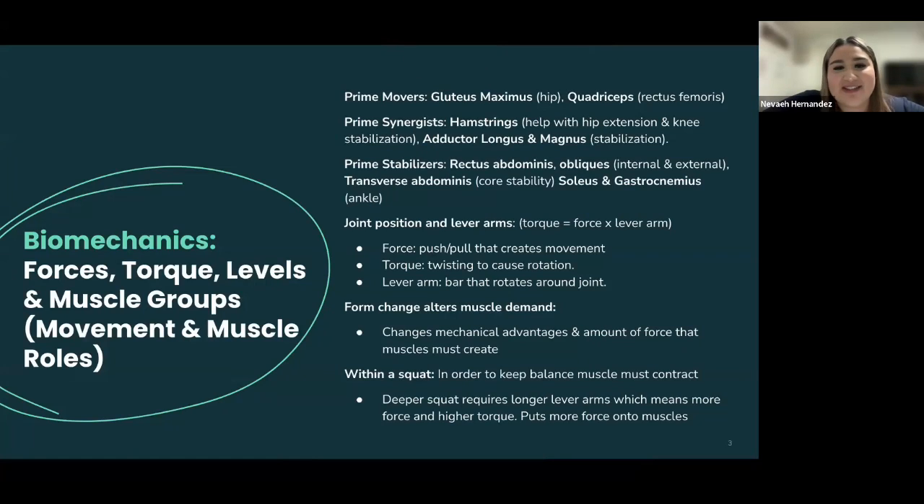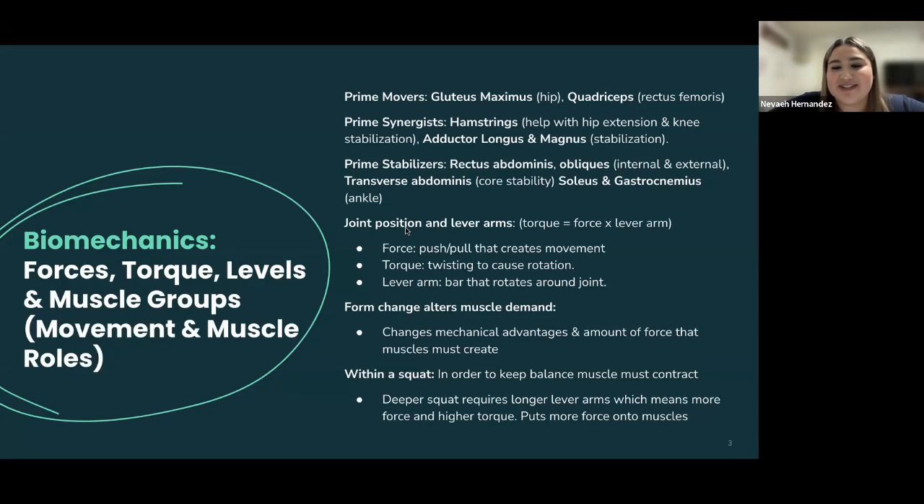So for the biomechanics, the prime movers would be the gluteus maximus and the quadriceps. The prime synergists would be the hamstring, adductor longus, and magnus. And the prime stabilizers would be rectus abdominis, obliques, internal and external, transverse abdominis, and soleus and gastrocnemius.